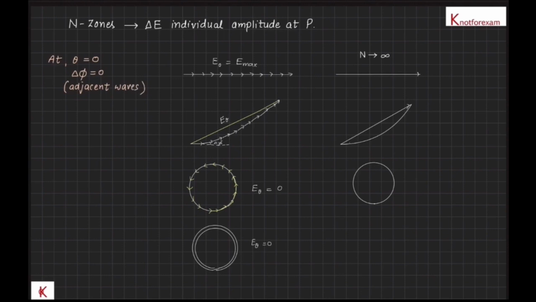For n tending to infinity and delta y tending to 0, phasor diagram turns into a continuous curve, and two adjacent waves can be assumed at a distance delta y tending to 0. At any general angle theta, delta phi is equal to 2 pi by lambda into delta y sin theta, and phasor diagram can show the resultant amplitude as shown. For delta y tending to 0 or n tending to infinity, phasor diagram turns into a continuous curve. At b sin theta is equal to lambda, or theta is equal to sin inverse lambda by b, there is a minima, and phasor diagram turns into a closed circle showing the zero resultant amplitude. Similarly, for b sin theta is equal to n lambda, or theta is equal to sin inverse n lambda by b, phasor diagram turns into complete circle showing zero resultant amplitude.